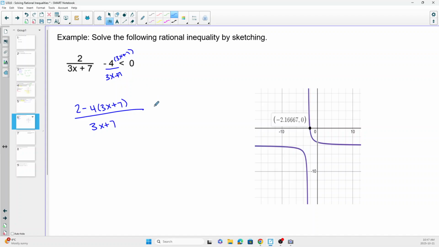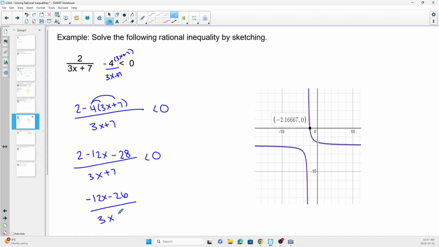I can now combine these because they have a common denominator, and I want to know when that rational function is less than 0. So I distribute my negative 4 here, and I have 2 minus 12x minus 28 over 3x plus 7, and I want to know when that is less than 0. So now I can combine. I have 2 minus 28, which is negative 26. So I have negative 12x minus 26 over 3x plus 7, and I want to know when that is less than 0.